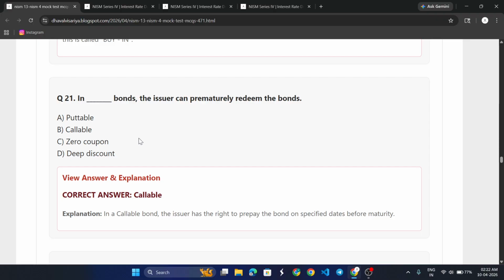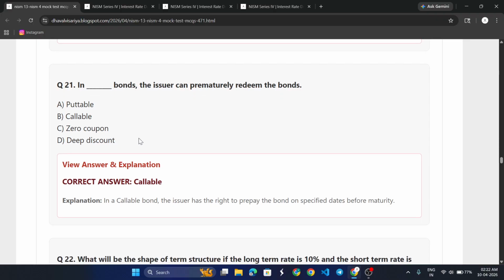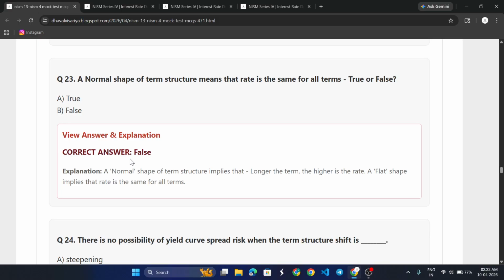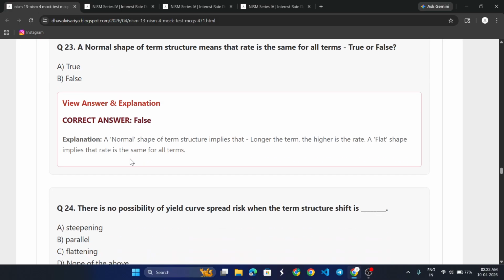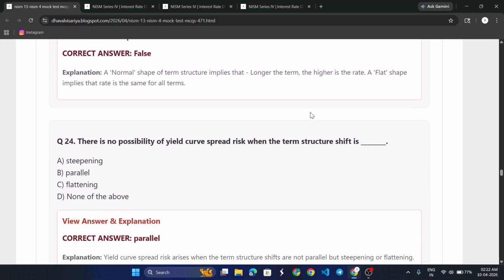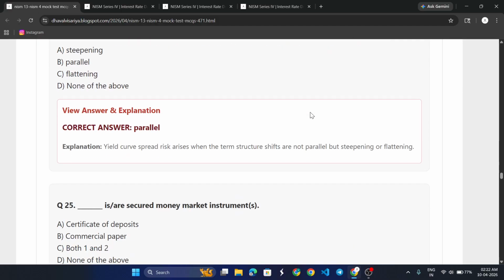In callable bonds, the issuer can prematurely redeem the bond. It's a callable bond. In a callable bond the issuer can redeem, and in a putable bond the one who has bought it can, so it is the opposite. What will be the shape of the term structure if the long term rate is 10 and the short term rate is also 10? It's flat. A flat shape of term structure means the rate is the same for the whole period. In a normal one it goes up slowly: 7, 8, 9, 10, 11 years, interest rates increase. There is no possibility of yield curve spread when the term structure shift is parallel.